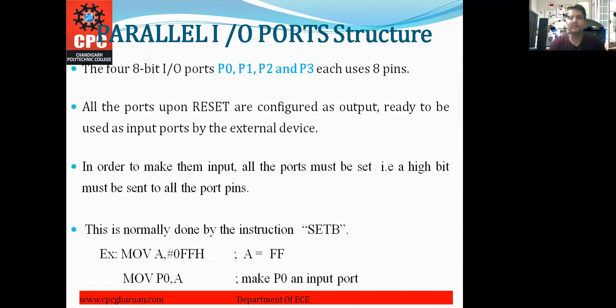Next is the parallel input-output port structure. As we all know, 8051 has four 8-bit input-output ports, that is port 0, port 1, port 2, and port 3. Each uses 8 pins. All the ports upon reset are configured as output, and are ready to be used as input ports by the external device. In order to make them input, all the ports must be set to high.